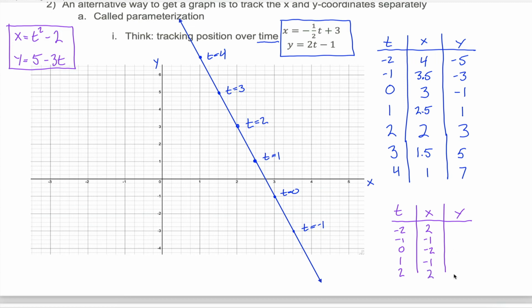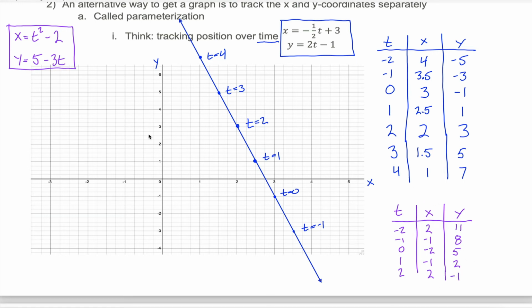To figure out the corresponding y-coordinates, I plug them into this equation. 5 minus 3 times -2 is 5 minus -6, which is 11. 5 minus 3 times -1 is 5 minus -3, which is 8. 5 minus 3 times 0 is 5 minus 0, which is 5. 5 minus 3 times 1, 5 minus 3 leaves me with 2. And 5 minus 3 times 2 is 5 minus 6, which is -1.